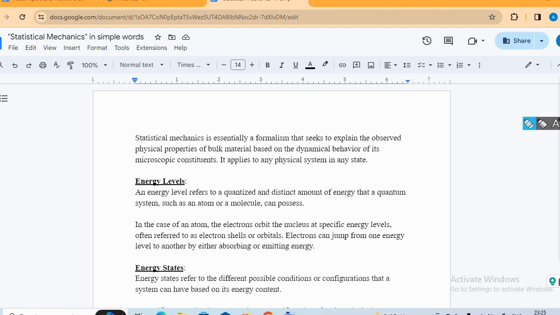Hello, today we will discuss statistical mechanics. Statistical mechanics is basically the study of the properties of a bulk material, and this bulk material consists of a large number of microscopic constituents.